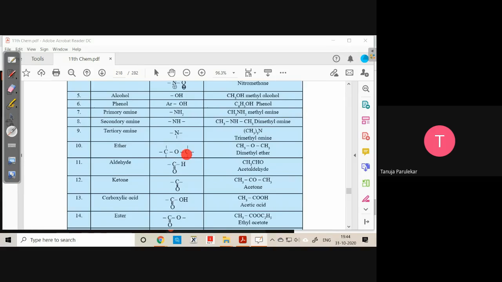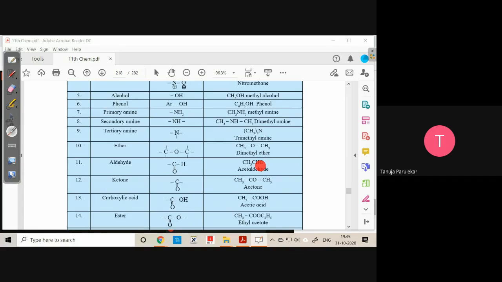The ether family is between two carbons, with oxygen in between. This is dimethyl ether. You can add another CH2 group and get the next member. So COC is ethers.